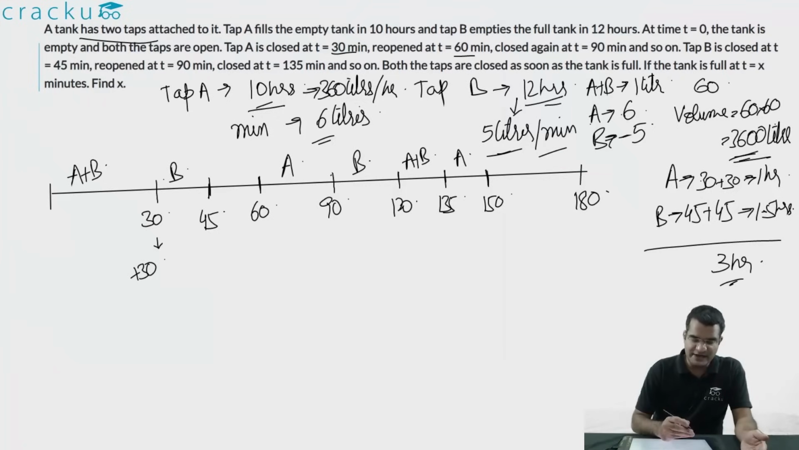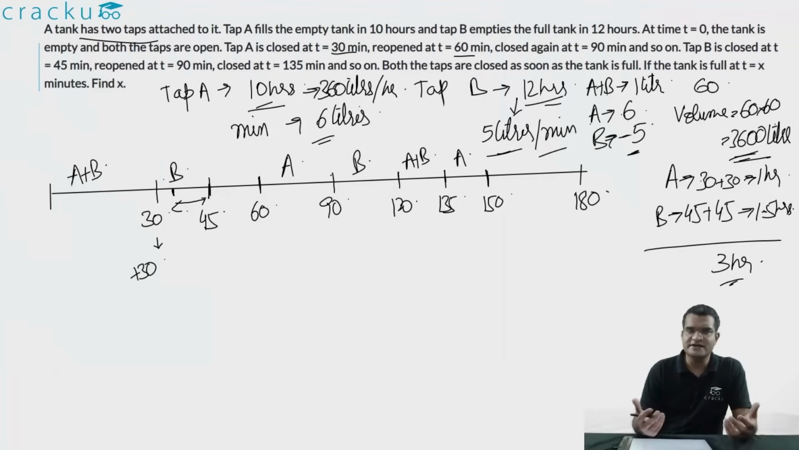From 30 minutes the tank has 30 liters of water, and B empties 5 liters every minute. So after the first 6 minutes the tank is empty. So even though B is open, from 36 to 45 it doesn't do anything.